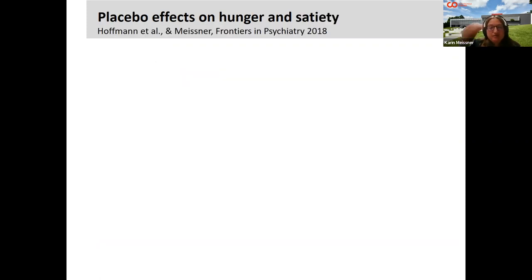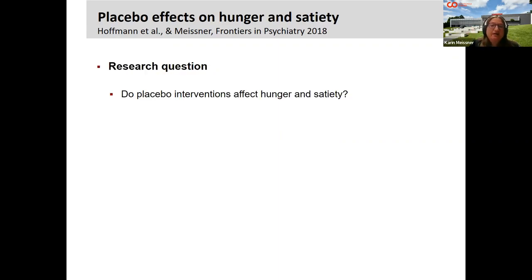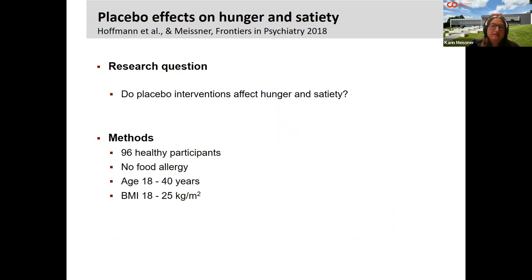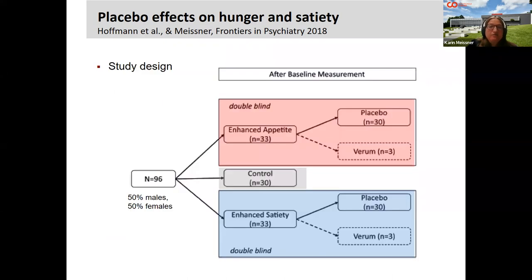And we wondered whether we could also show this with regard to placebo interventions. And we asked whether placebo interventions could affect hunger and satiety in healthy participants. And we did a study in about 100 healthy participants who had no food allergy and had a normal BMI. And we allocated them randomly to one of five groups. And one group was just the control condition, and they received a capsule and were told that the capsule wouldn't contain any active ingredient. And then we had a double-blind condition in which the subjects received either a placebo to enhance hunger or a verum treatment to enhance or stimulate appetite.